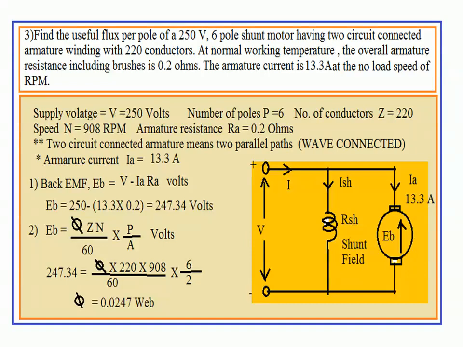Hence, by substituting all the values, the flux per pole is obtained. It is one of the VTU question paper problems. Only two steps: back EMF and the expression. Thank you all.